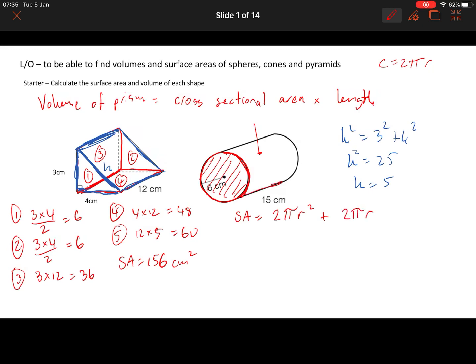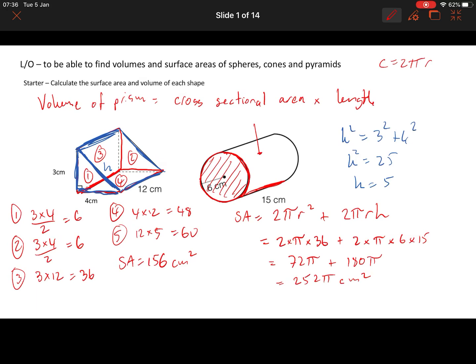So that's going to be 2 pi r times the height of the rectangle, which is 15 in this case, okay? So it's going to follow that formula there. So we're going to do 2 times pi times 36 plus 2 times pi times 6 times 15, okay? So that's going to be 72 pi plus 30 times 6, 180 pi. Add them all together is 252 pi centimetres squared. So if you want to leave your answer in terms of pi, that is your answer.